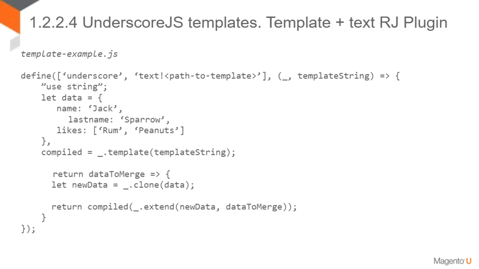Assume we have the same template as on the previous slide somewhere in the HTML file. The module on the slide will load it using the text plugin and compile it. The module provides default values for the template. However, it allows an end user to customize the data by returning a function that takes data as a parameter. Properties from the data parameter will override the default ones.